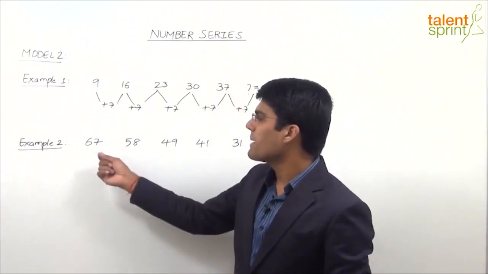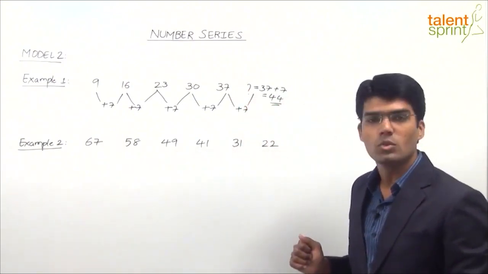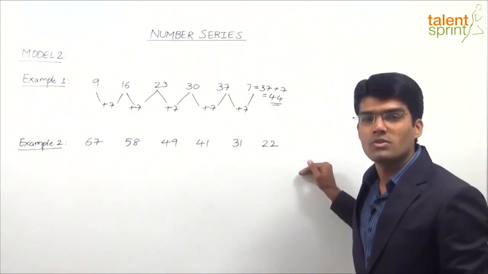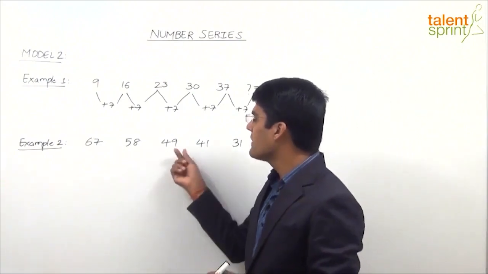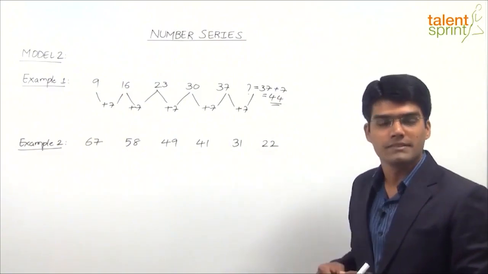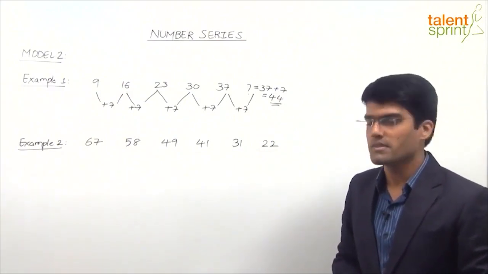Let us now look at the next example, that is 67, 58, 49, 41, 31, 22. And here we are supposed to find out which of the given numbers is wrong. It is not about finding out a missing number, but instead we need to find out of these given numbers which is the wrong number, or which is the number which does not fit in this series. Again, here also we need to identify the logic behind the given numbers.